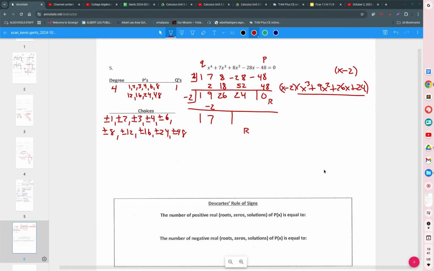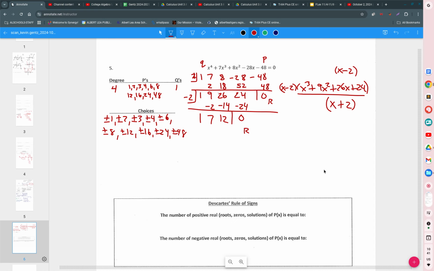I add, I multiply, I add, I multiply, and I add. Did it work? It sure did. So that means that if -2 works, what's the factor? x minus 2, x plus 2. And so we have x minus 2 for the first one, x plus 2 for the next one. So not both of them?